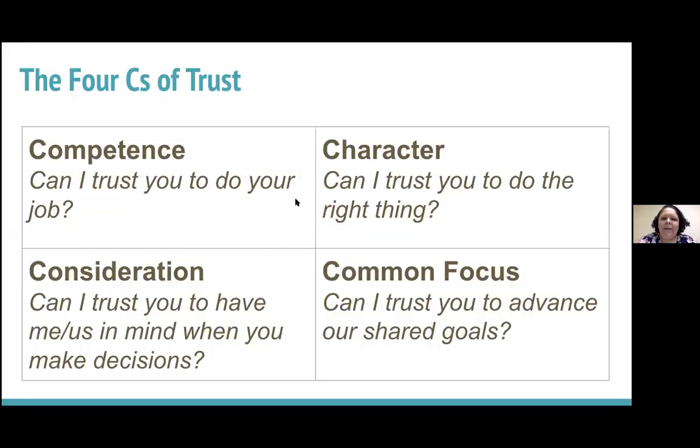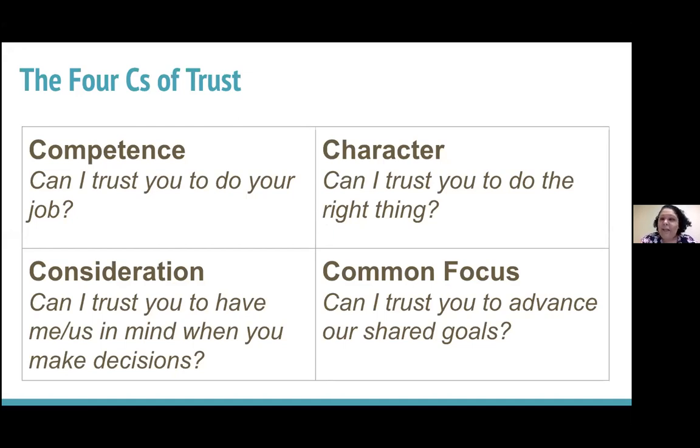So the last idea I'm going to share around this: how do I win trust, Mel? What does that look like? Well, trust in my experience has only 4 things. It's trust in your competence. Can I trust you to do your job? Do you know what you're doing? Trust in your character. Are you going to do the right thing? Are you a snake in the grass?